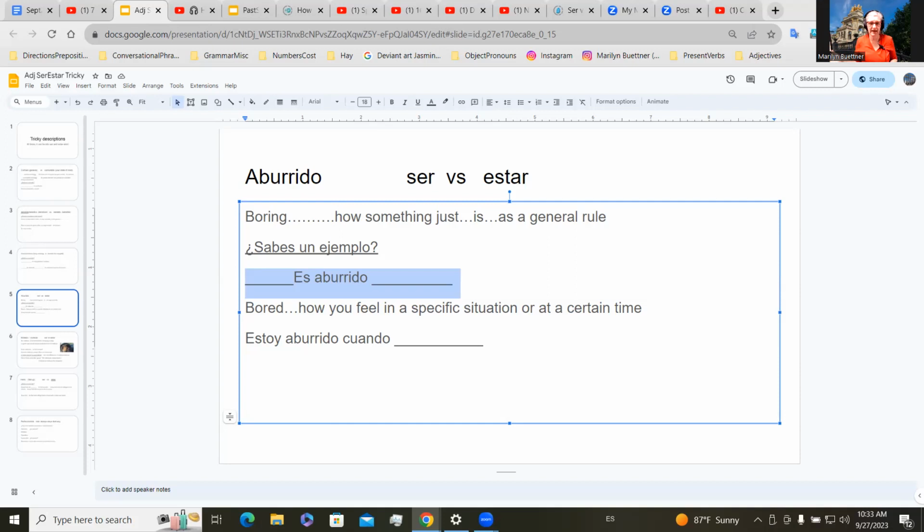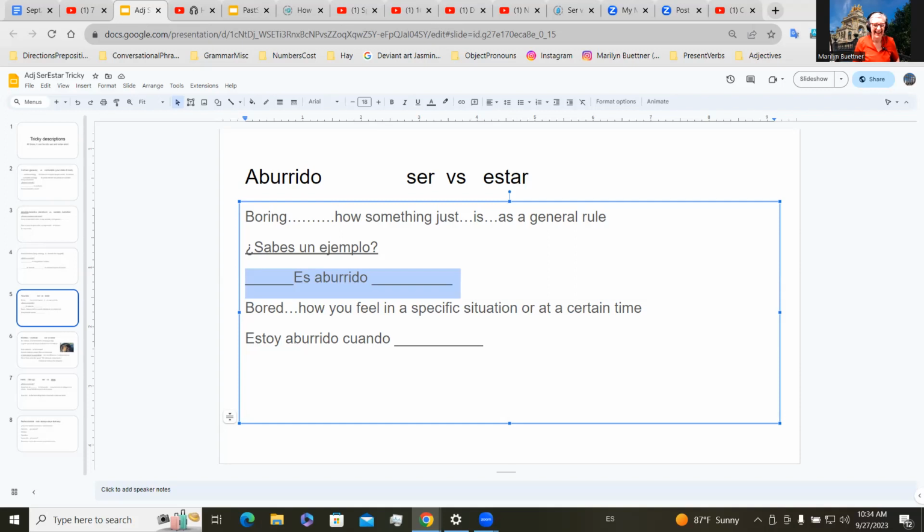Bueno, sí, Kathleen. Okay. Es aburrido memorizar las conjugaciones, pero es necesario. Okay. Sí. Es aburrido saber de memoria o memorizar. Yeah, memorizing. Es aburrido. Sí, eso es. Exactly. Exacto. Sí, Mariana.